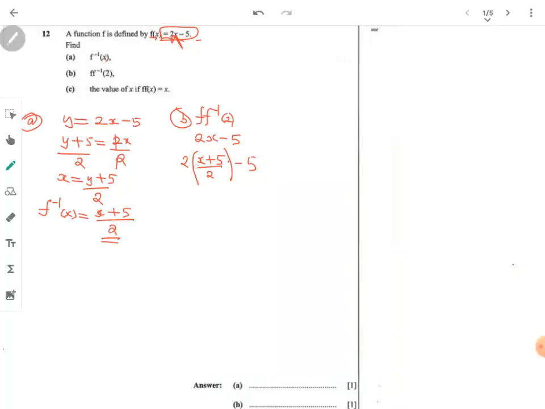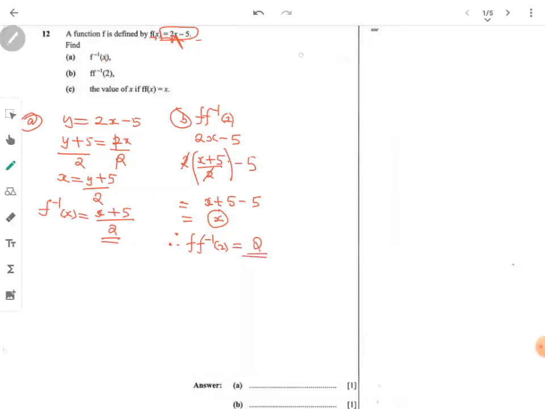Then I know that this and this can cancel each other. Then I'll remain with x plus 5 minus 5. This will give me x. Now they have put 2 in brackets. This means again, where there's x, you now put 2. Therefore, f of f inverse of 2 is equal to, where there's x now, just put 2. It's just equal to 2.